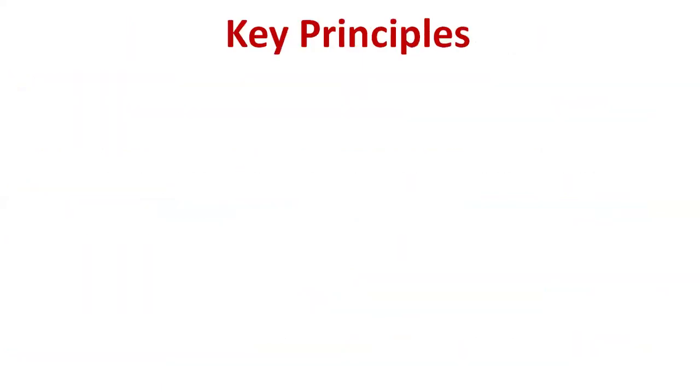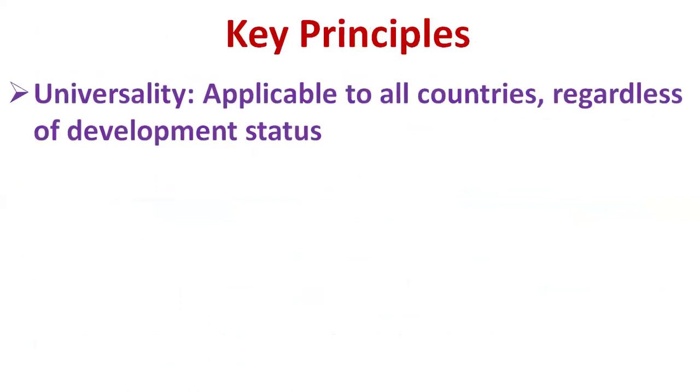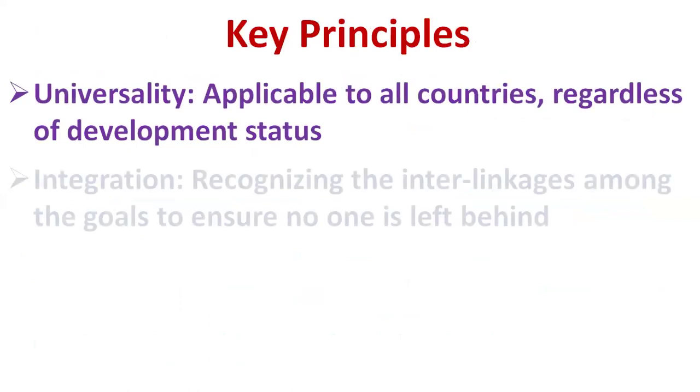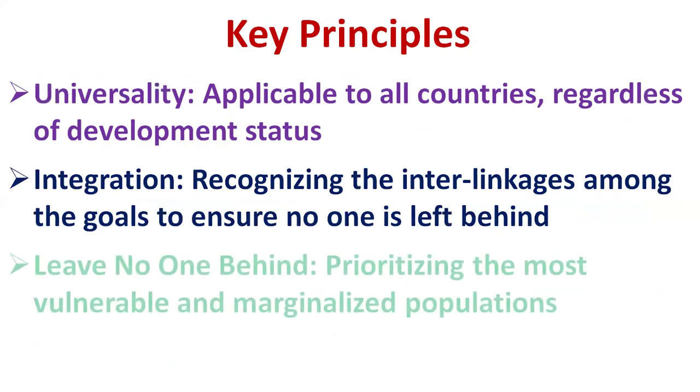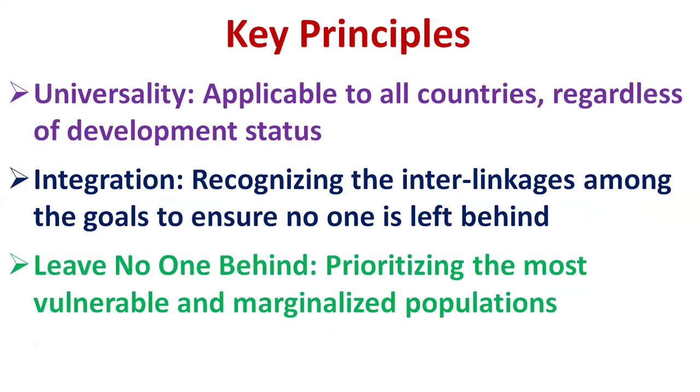The key principles underlying these SDGs are, first, universality, applicable to all countries regardless of development status. Number 2 is integration, recognizing the interlinkages among the goals. And the third one is leave no one behind, prioritizing the most vulnerable and marginalized populations.